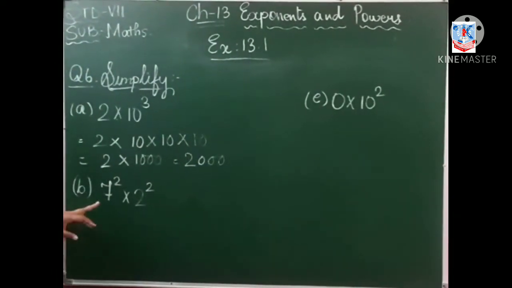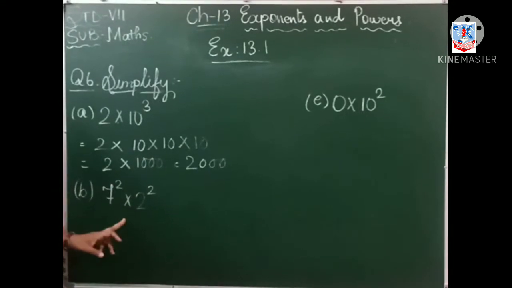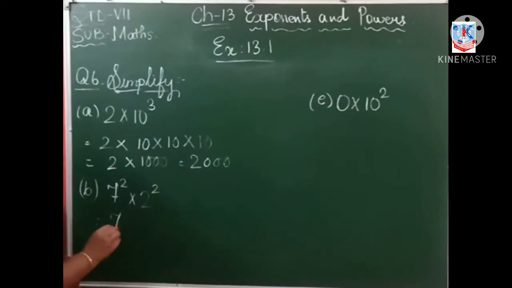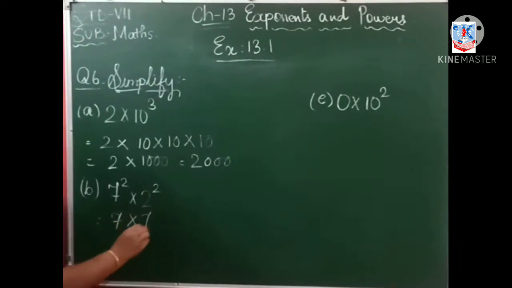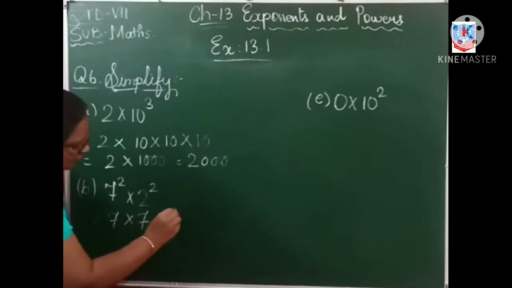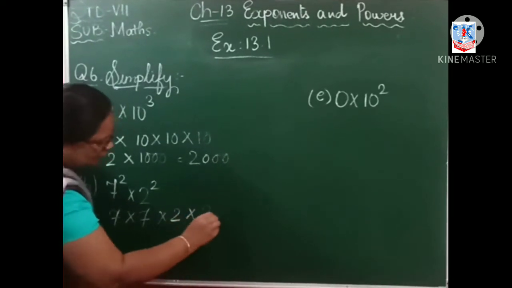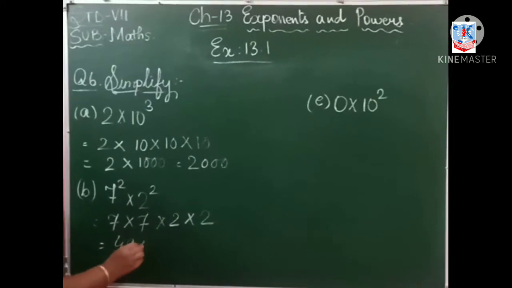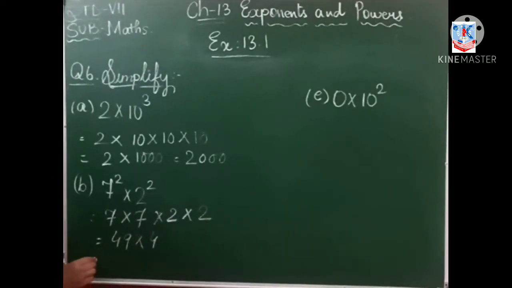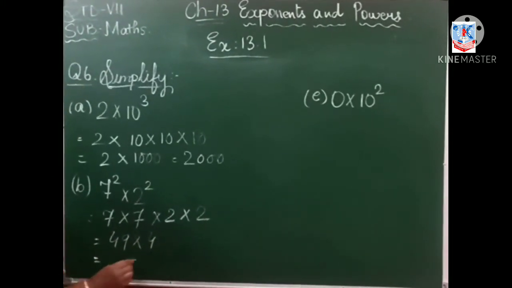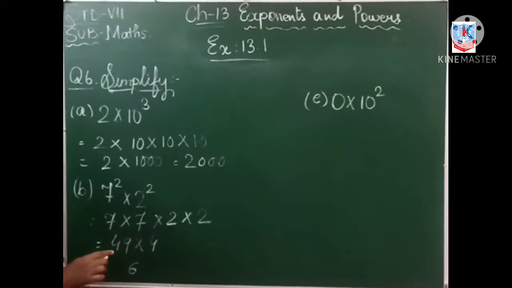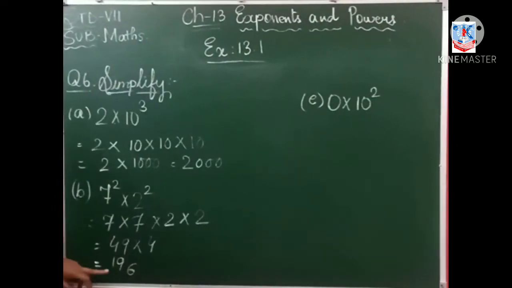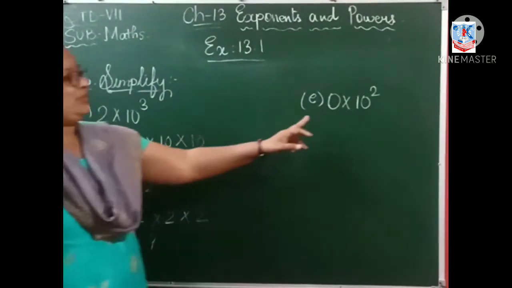Understood? Now 7 raised to the power 2 into 2 raised to the power 2 is equal to 7 raised to the power 2, which means 7 multiplied 2 times, into 2 into 2. 7 sevens are 49 into 2 twos are 4. 4 nines are 36, 4 fours are 16, 16 plus 3, 19. So the answer is 196.